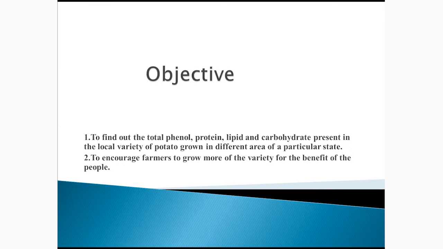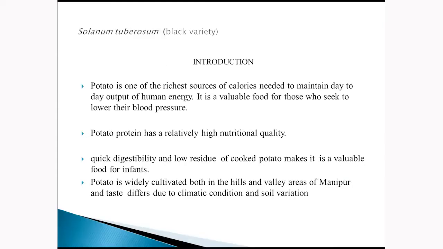My objective is to find out the total phenolic, protein, lipid, and carbohydrate content present in the local variety of potato. This local variety is known as Abertabi, which is red in color. Its size varies from small to a little medium size, but we cannot find a very good large variety in this potato. The second objective is, after finding out the different percentages of these nutrient values, to encourage the farmers to grow more of these varieties for the benefit of the people.